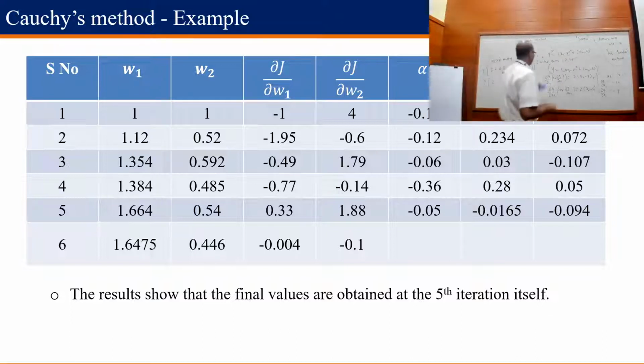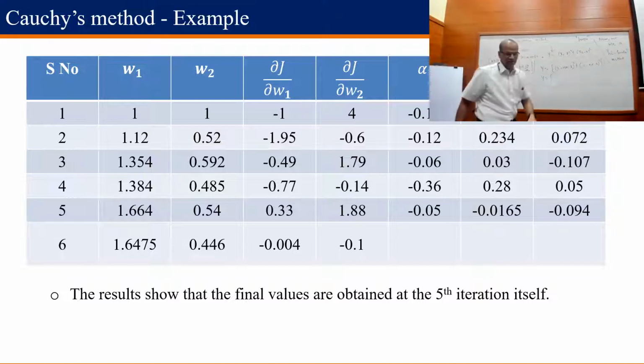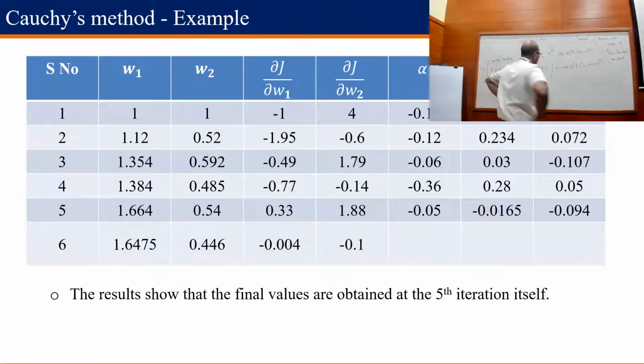Now y equals (2 plus 12 alpha minus 8) whole square plus (2 plus 8 alpha minus 6) whole square. Is this correct? Yes, sir, it is correct.